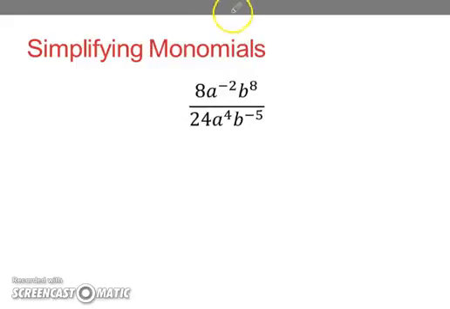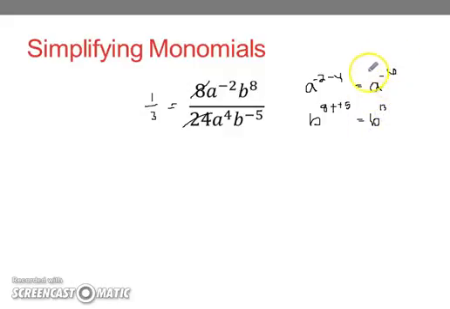So looking at another one, 8a to the negative 2 times b to the 8th, over 24a to the 4th times b to the negative 5th. So 8/24 would reduce to 1/3. And then for your variables with exponents, if I subtract negative 2 minus 4, that's equivalent to a to the negative 6, so that would be in my denominator. And then b to the 8th minus a negative 5 is adding the opposite, that actually equals 13, so b to the 13th.